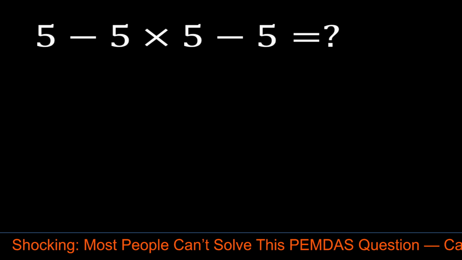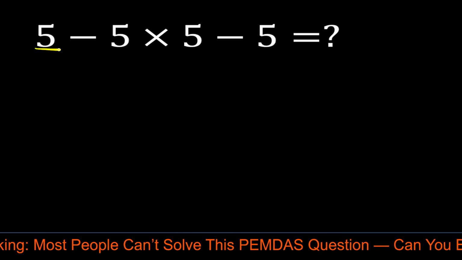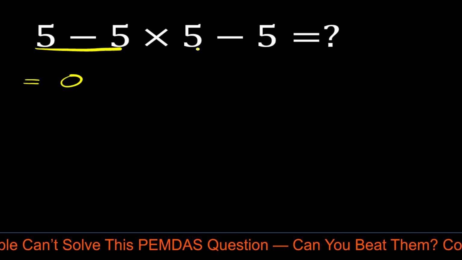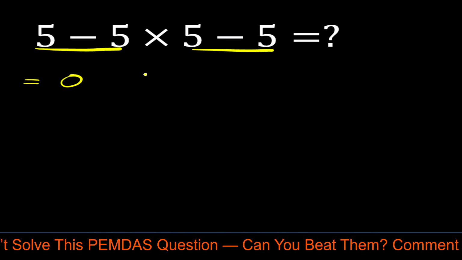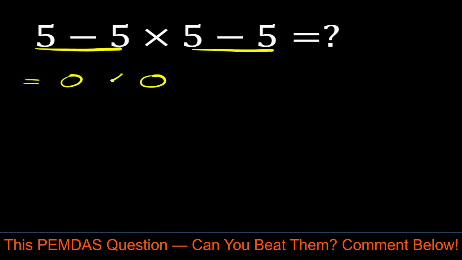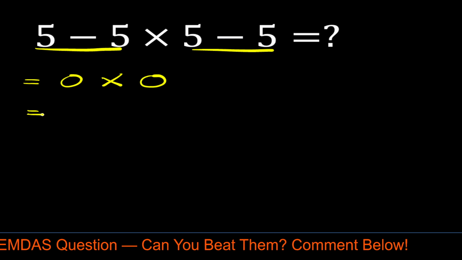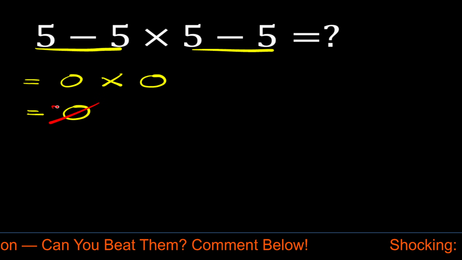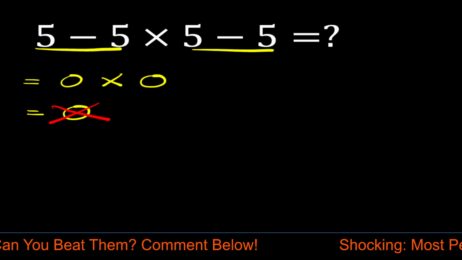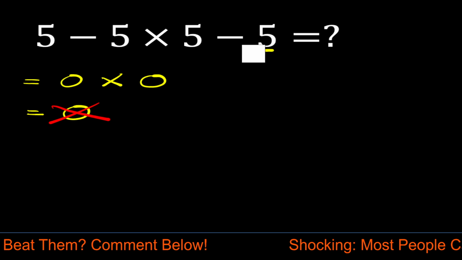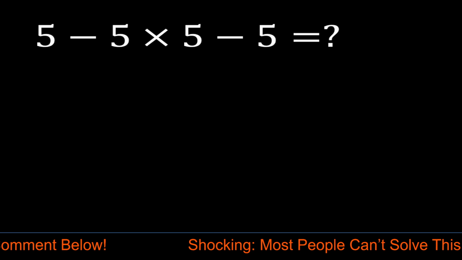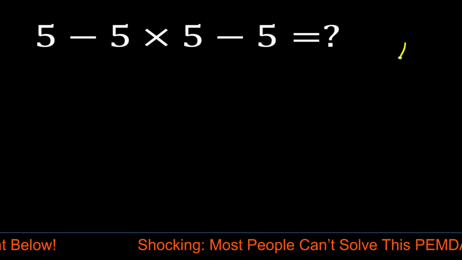So most people solve this question like 5 minus 5 is equal to 0, right? Then again 5 minus 5 is equal to also 0. Now 0 times 0 is equal to 0, right? But this answer is not correct. This answer is completely wrong. So now let's solve this problem correctly by using a PEMDAS rule, right?